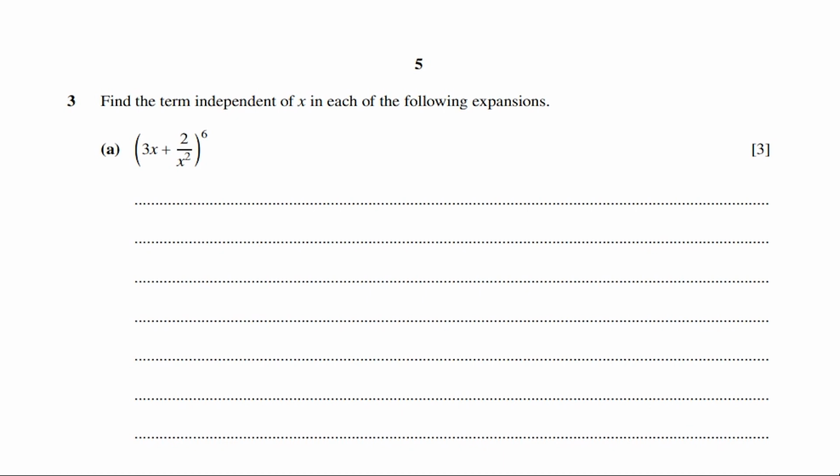Find the term independent of x in each of the following expansions. Okay, so now we have to find the term independent of x. When using binomial theorem and expanding, we write this as nCr, whatever term we have in the first place, in this case it is 3x, to the power n minus r, and the second term, which in this case is 2 upon x square, to the power r. Okay, so this is how we expand it.